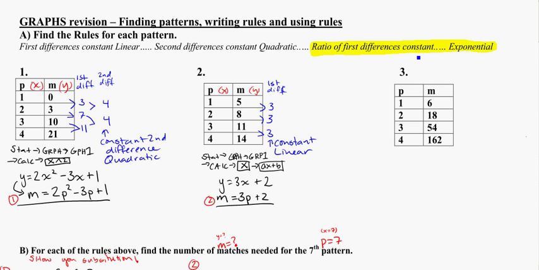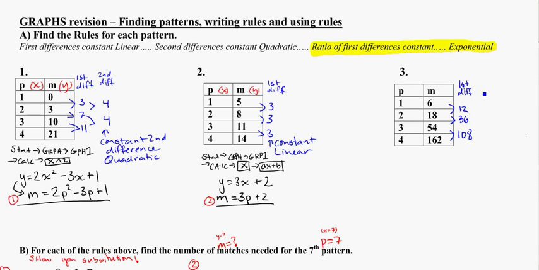So, as we did trying to find the rule for any pattern that we're not sure what it is, we're going to find a first difference. And here, my first difference between 18 and 6 is 12. Between 54 and 18 is 36. And between 162 and 54, the difference is 108. So you can see here the first difference is definitely not constant.